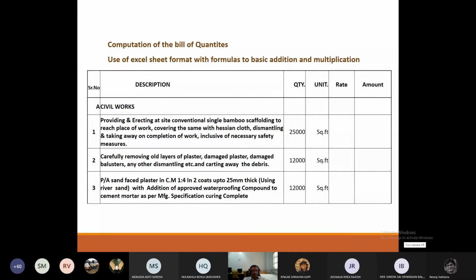Like the bamboo scaffolding, it will have to be dismantled and taken away on completion of work as well, right? But this barricading is going to remain more or less all throughout your project. Usually they remain right till the project ends, unless you hand over the project. That is the time when you remove it. Bottom line, everybody understand it starts right from barricading. What would be the next thing? Someone else?